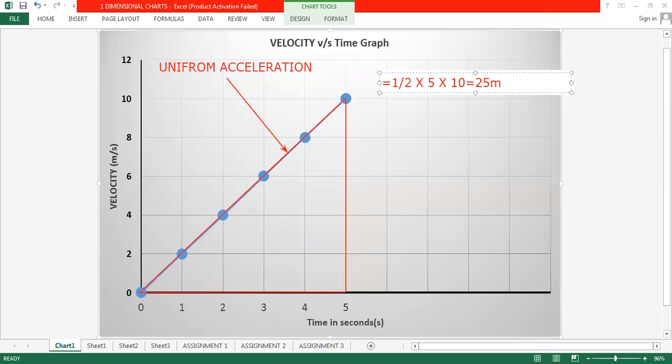Understand? You have to be very clear. You have to identify the shape. It is a triangle, and the formula for a triangle is half into base into height. The base is 5, the height is 10. The distance covered by the object during this motion is 25 meters. What you have to do is find the area under the line. Okay.